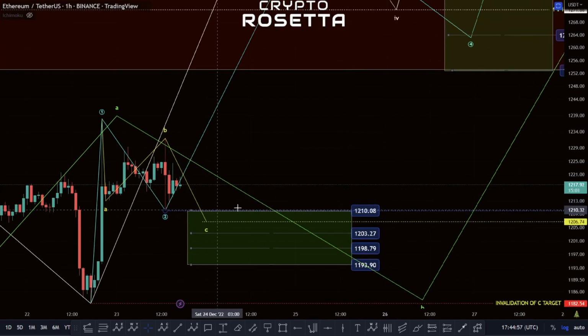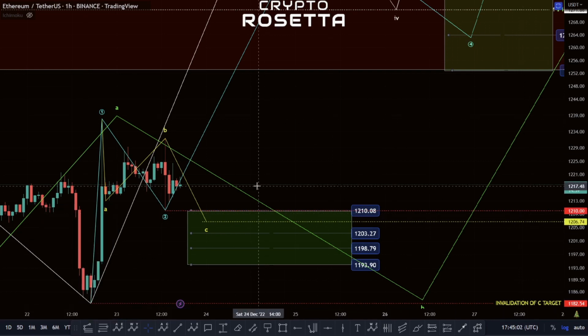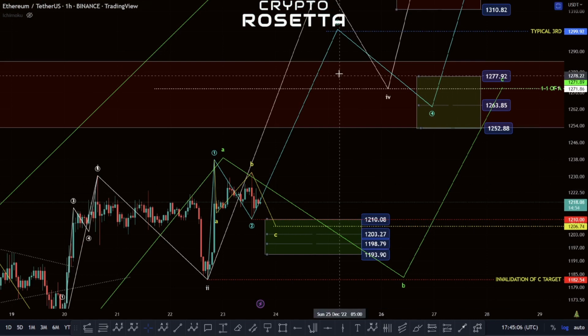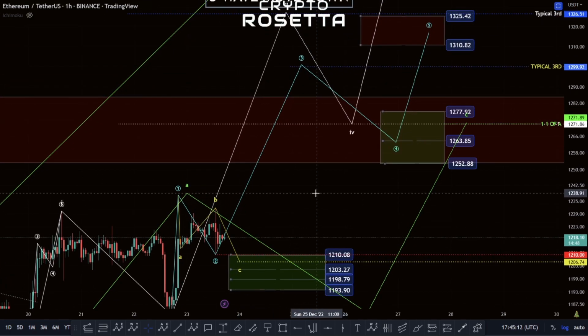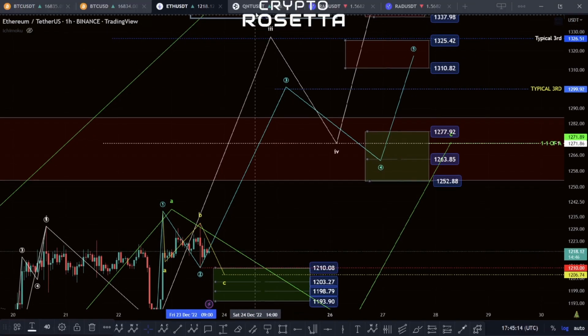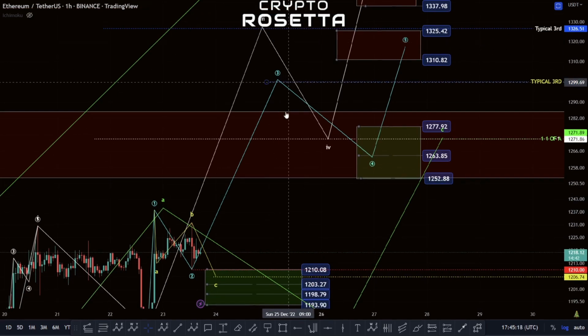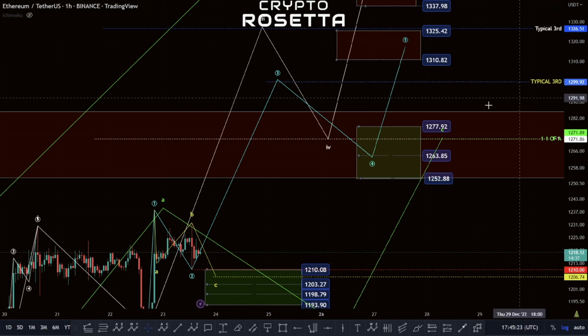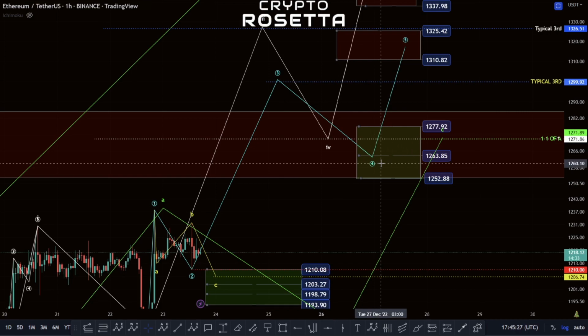If we do manage to, however, hold this low here, and let me just change this to a red line. If we manage to hold this 1210 line, it is also possible that we are within this wave 3, and we are just going to be forming a 1-2, and then we'll start to progress to the upside. The typical area that we would be looking to target for this teal wave 3 would be this 1299 zone. This would be a typical third wave area, and then we'd be looking for a fourth and a fifth.